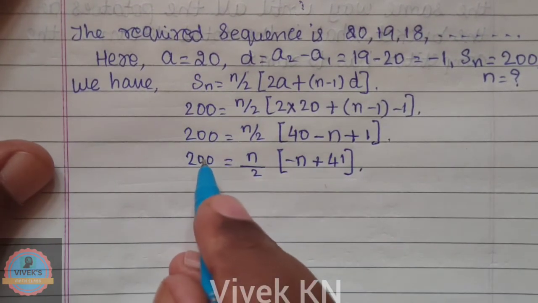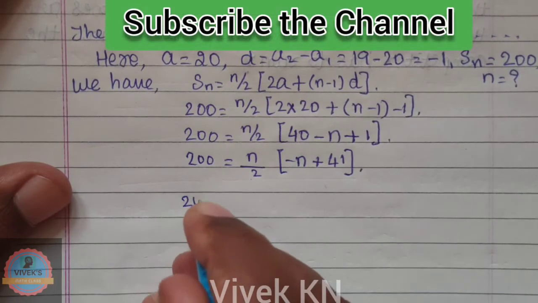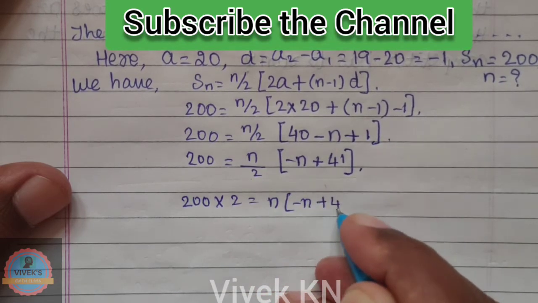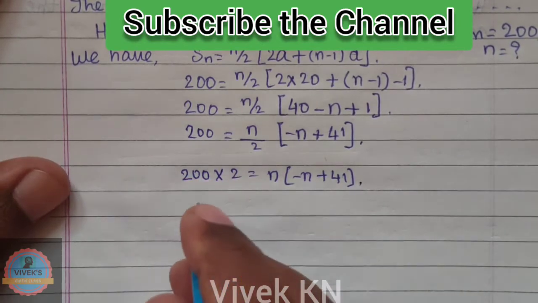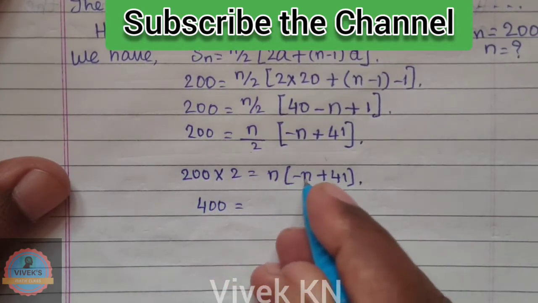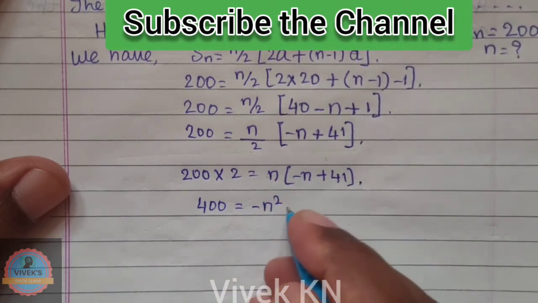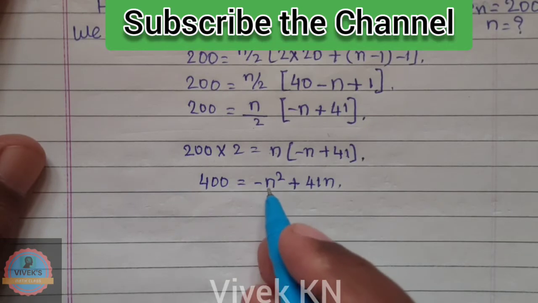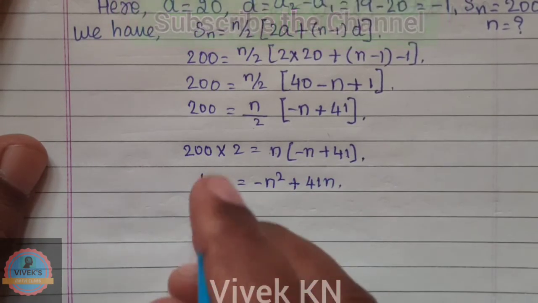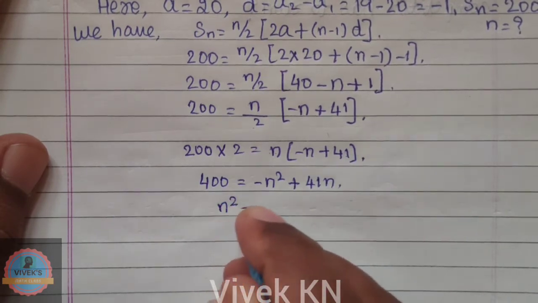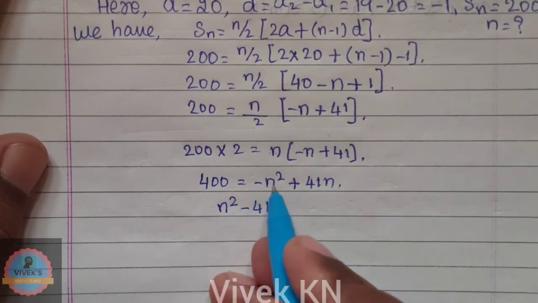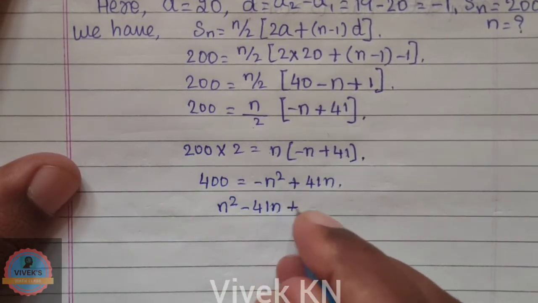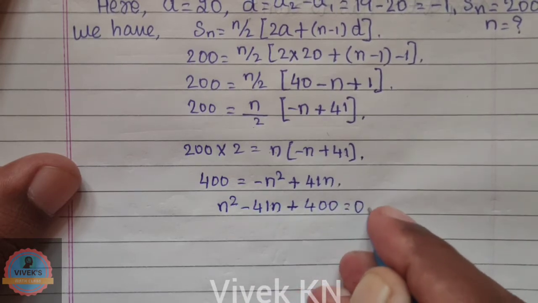Now let us cross multiply. Cross multiplying we get 200 into 2 is equal to n into minus n plus 41. 200 into 2 is 400, which is equal to n into minus n is minus n square, plus n into 41 is 41n. Now let us shift all these terms to the left hand side. We get n square minus 41n. Here minus n square becomes plus n square, plus 41n becomes minus 41n, plus 400 is equal to 0.